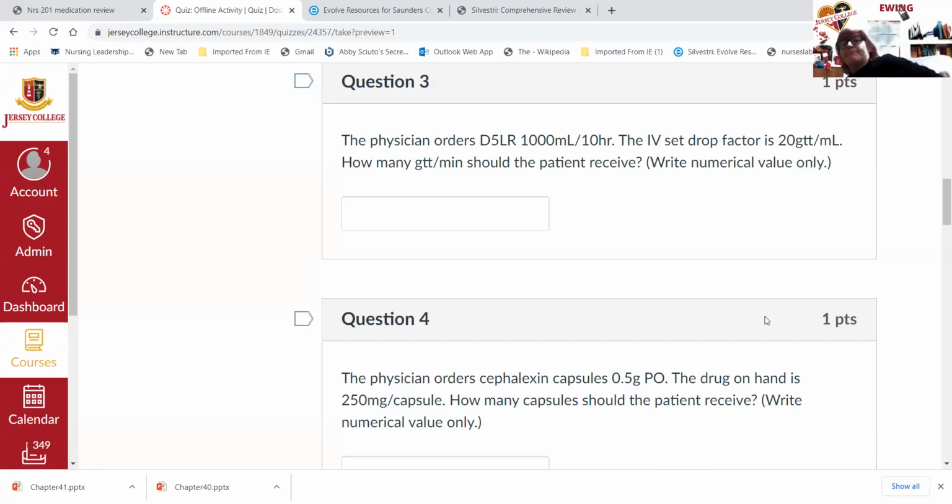So if we're converting to drops per minute, our total volume is 1,000 mLs. That's already there for us. We have to convert that 10 hours into minutes by multiplying it by 60. So that should give us 600 minutes. So now our problem should be set up: 1,000 mLs divided by 600 minutes, times the drop factor, which is 20.